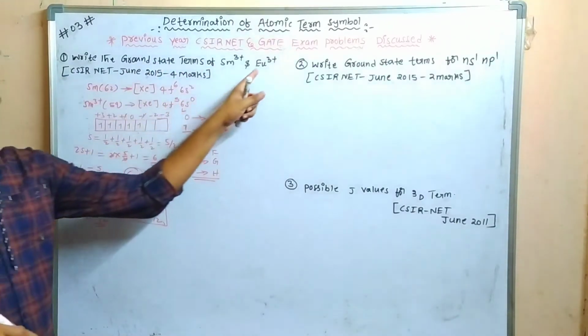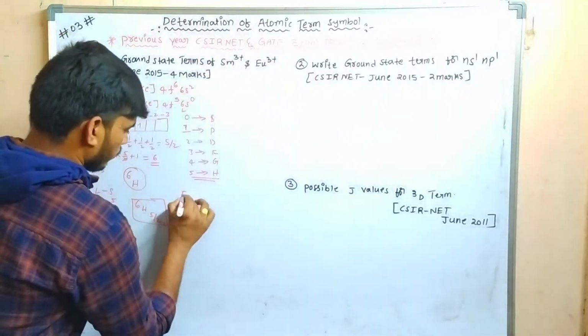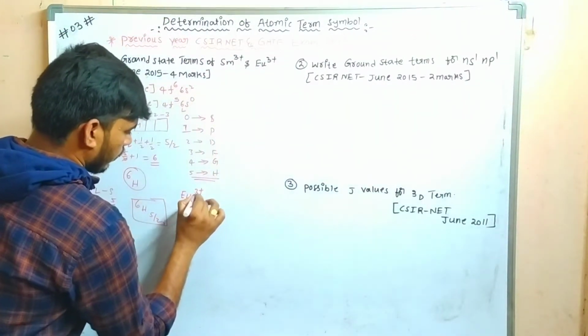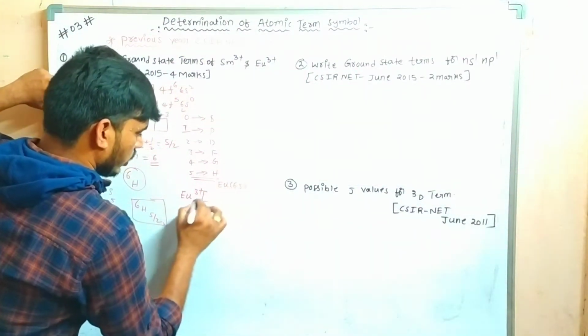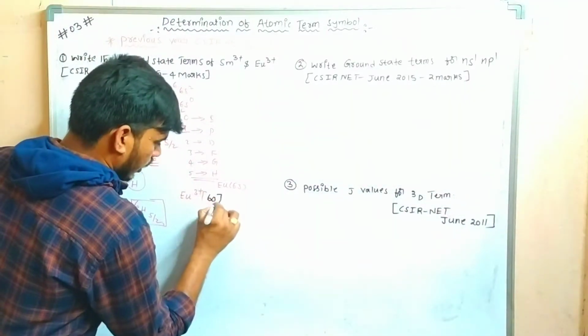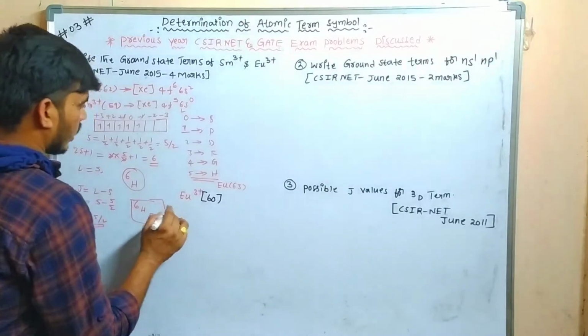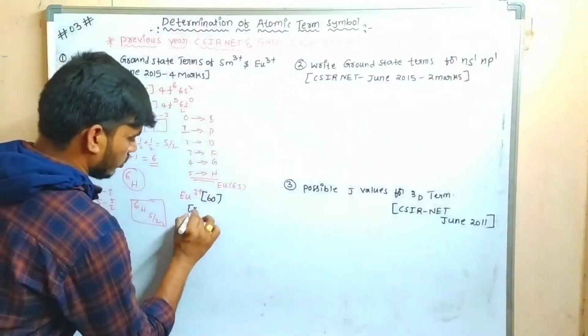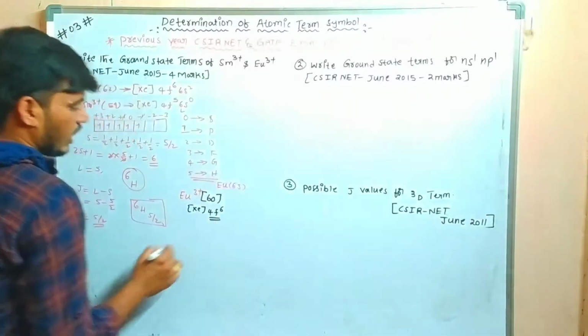Now you have to calculate for europium 3+. So europium's atomic number is 63. So the atomic number of europium 3+ is 60. So the electronic configuration is xenon 4f6. So this is the general electronic configuration.